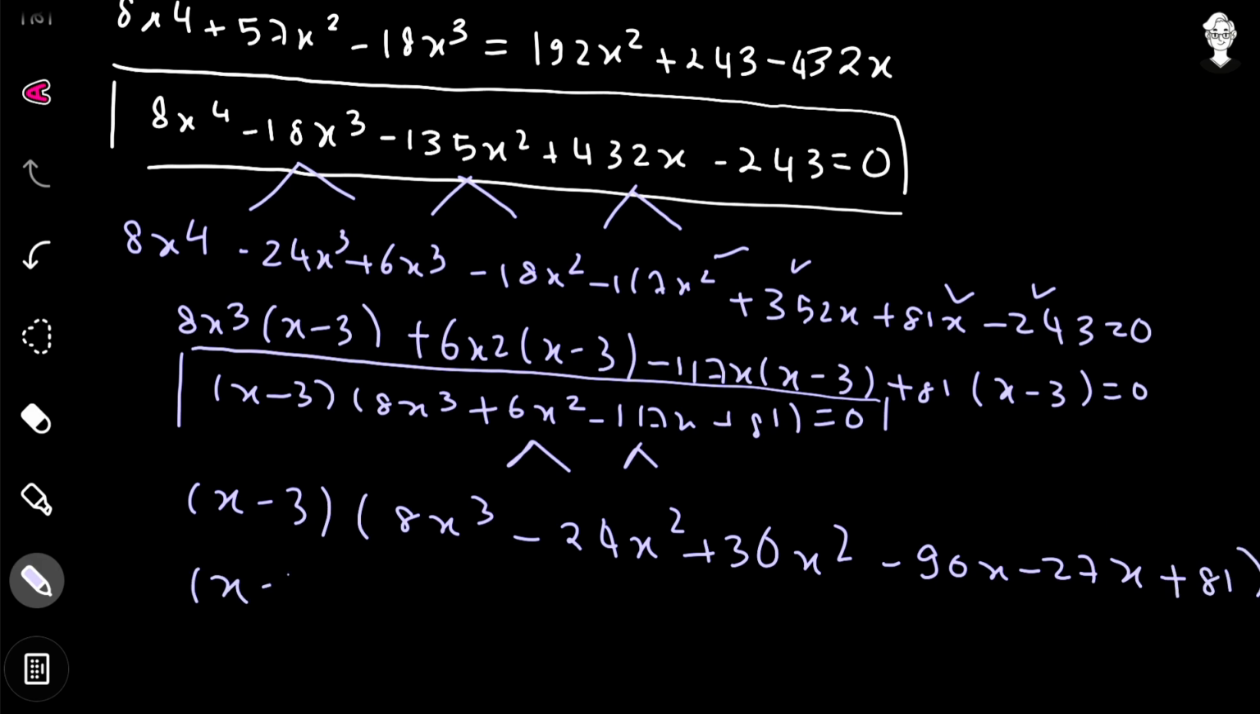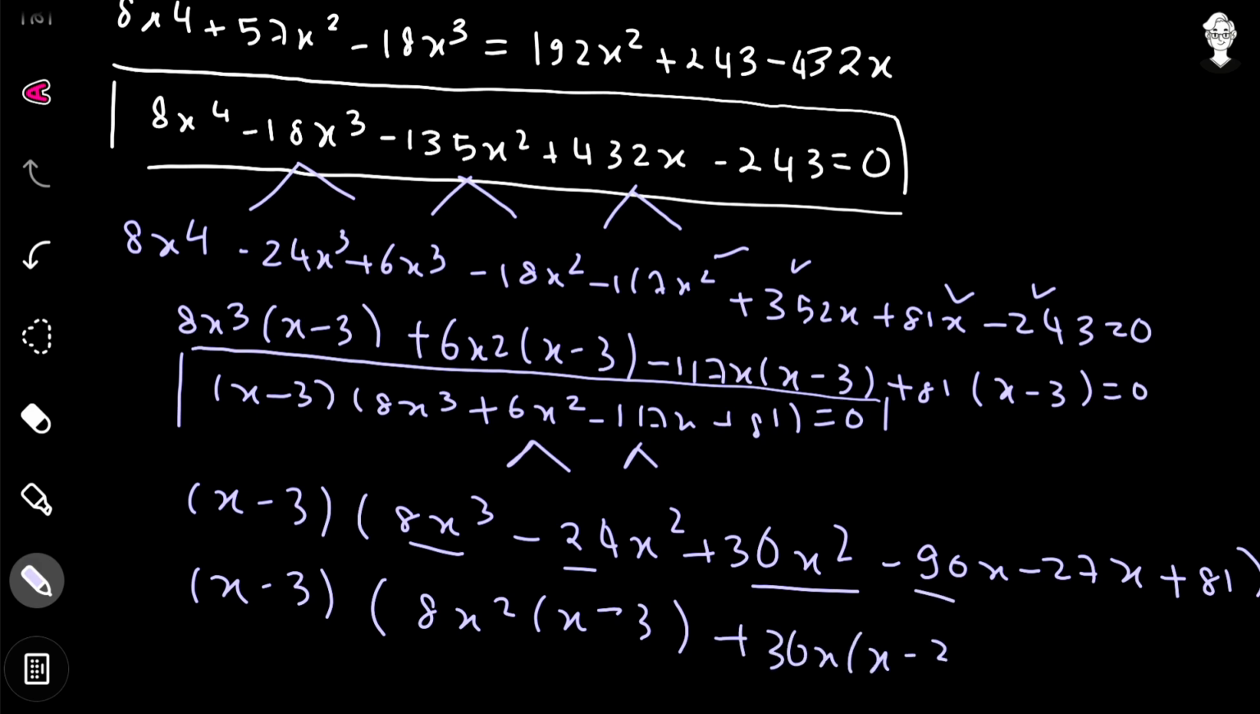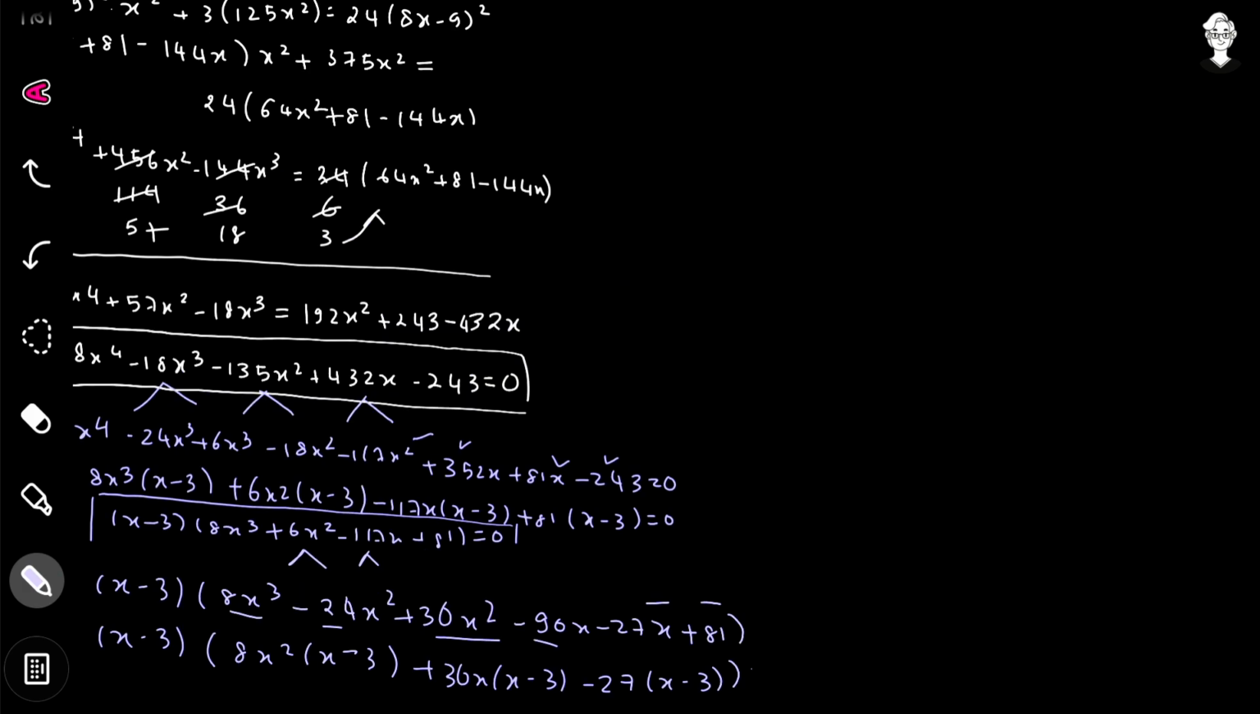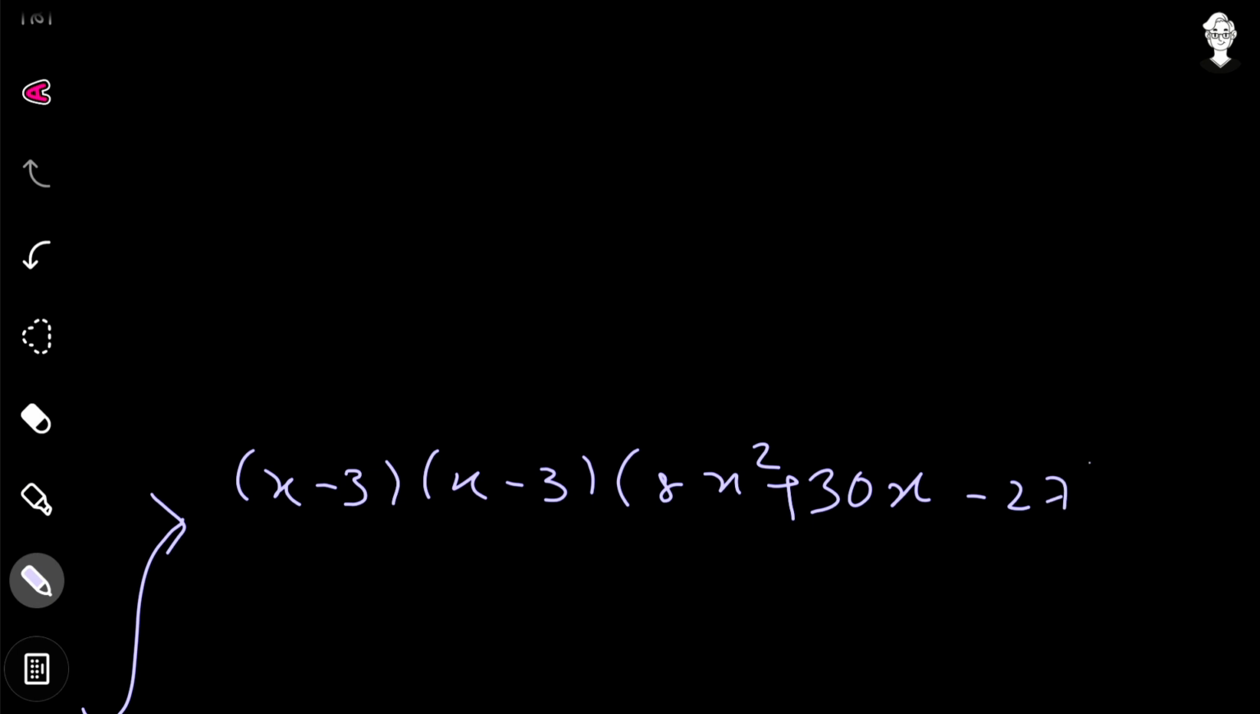Now in the beginning, x minus 3 stays as it is. From this and this I can take 8x square common, so inside the bracket x minus 3. From this and this I can take positive 30 times x common, so inside the bracket x minus 3. And from this and this I can take negative 27 common, so inside the bracket x minus 3. So from this second bracket also we can take x minus 3 common, so we will finally have x minus 3 multiplied with x minus 3 multiplied with 8x square plus 30 times x minus 27 is equal to 0.